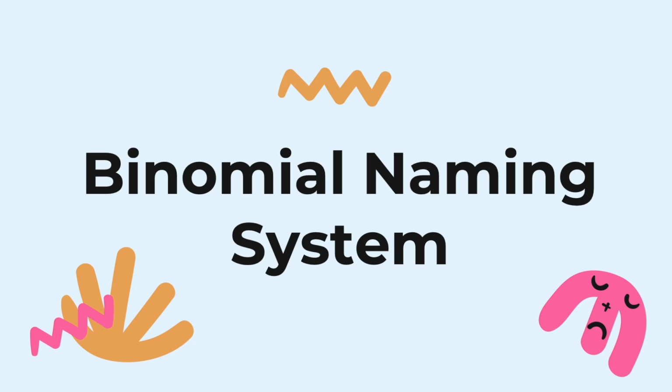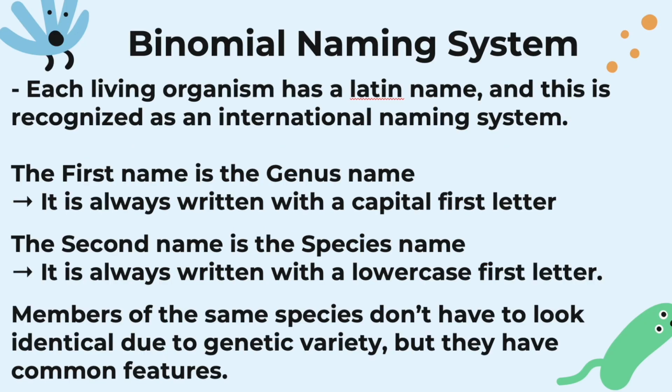So now let's talk about the binomial naming system. Every organism has a specific name which is internationally recognized, and it's made of 2 parts. The first part is the genus name, where its initial is capitalized. And the second part is the species name, where its initial is written in lowercase.